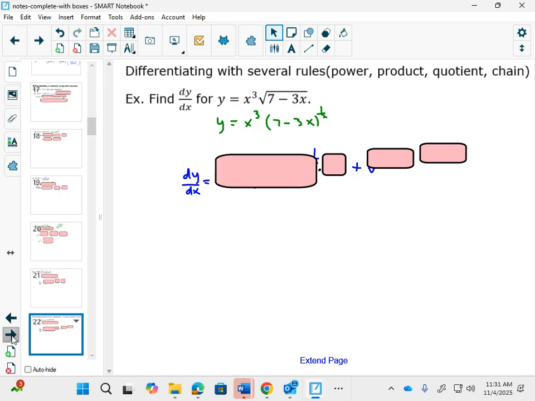Do I have product rules? Do I have chain rules? Do I have quotient rules? Well, it doesn't look like I have a quotient rule because I don't have a fraction at all. How do you know if you have a product rule? You know you have a product rule if you can put a dot for times. I can put a dot there because that means times between those two things.